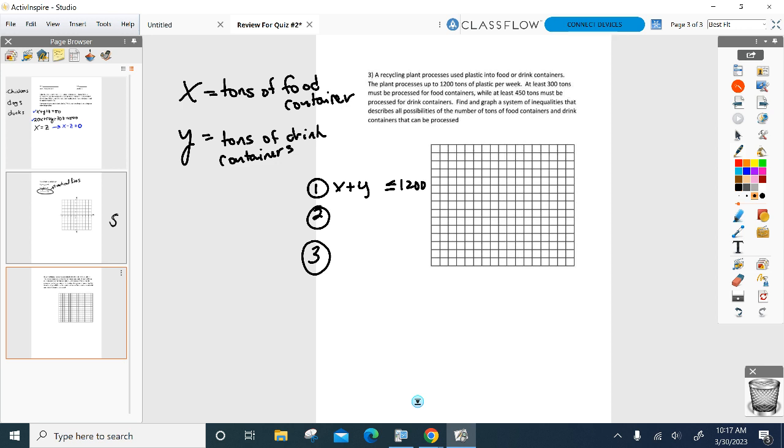Read the next sentence. At least 300 tons must be processed for food. Stop. At least 300 must be processed for food. What do we call food? X. And we know it's got to be at least 300. Again, I know maybe it's a crappy example, but think about money in your pocket. You have at least $300 in your pocket. Do you have 300 or less or 300 or more? 300 or more. So that's greater than or equal to.